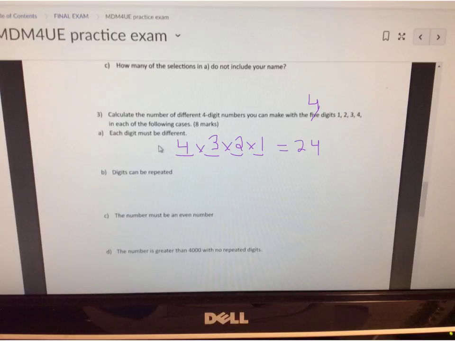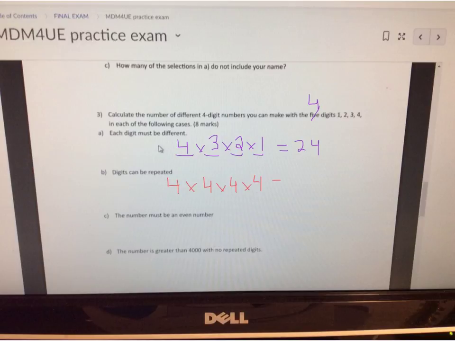Now, if the digits can be repeated, that changes things because I've got 4 ways to choose my first digit, but because whatever number I chose goes back in the pool and I can choose it again if I want, that means I have 4 choices for the second digit, and 4 choices for the third digit, and 4 choices for the fourth digit. And so that one becomes 4 times 4 times 4 times 4.